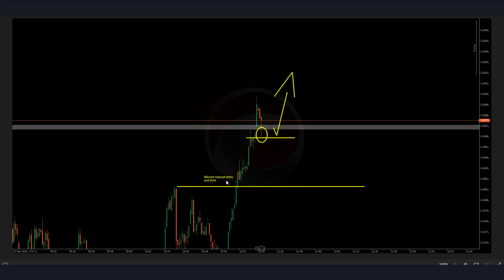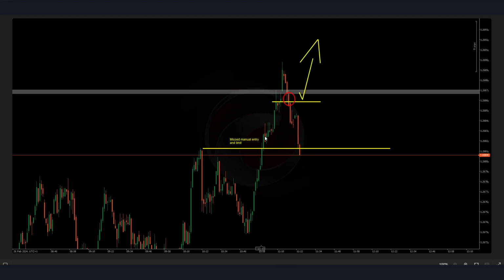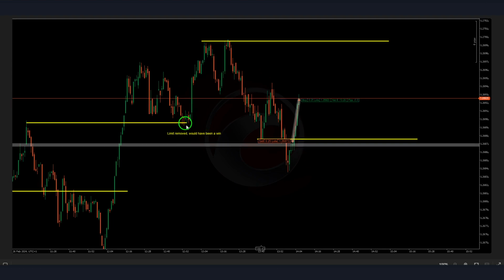Okay, it will be missed here. This entry above the hourly will be a loss. If I kept my sell limit, my buy limit would be a loss. This one would have been a win. Absolutely makes sense. This sell limit is a loss and it's absolutely fine. Remember, it's around a 50% win rate.